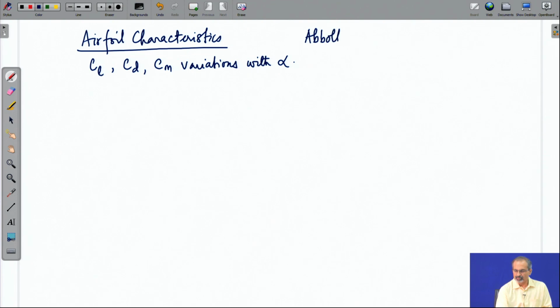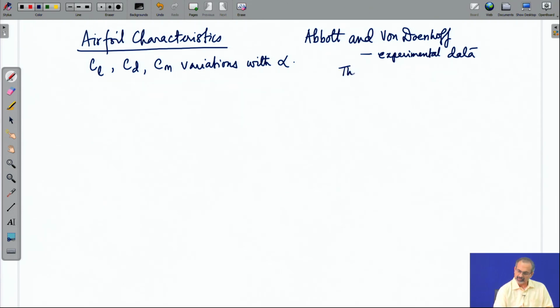There is a book authored by Abbott and von Doenhoff, which has a very rich collection of experimental data regarding airfoil characteristics. The book is named Theory of Wing Sections. If you manage some extra time, you can go through this book.